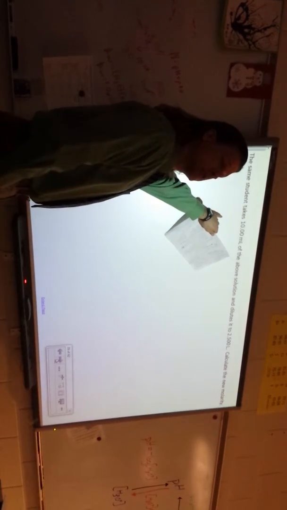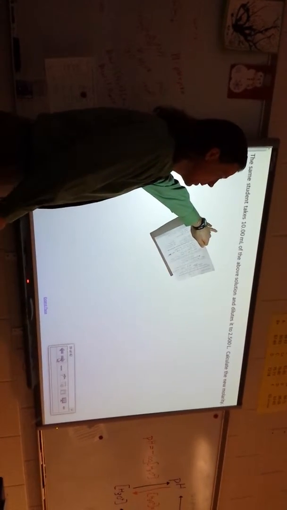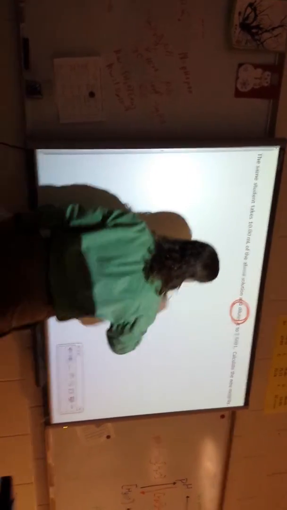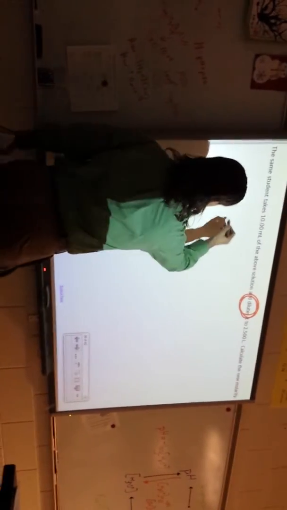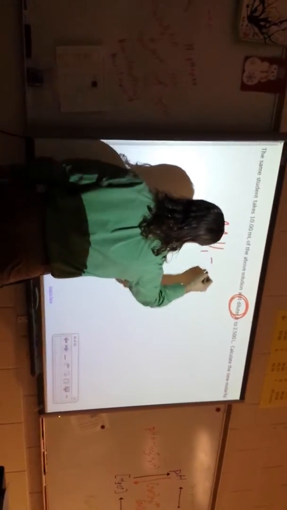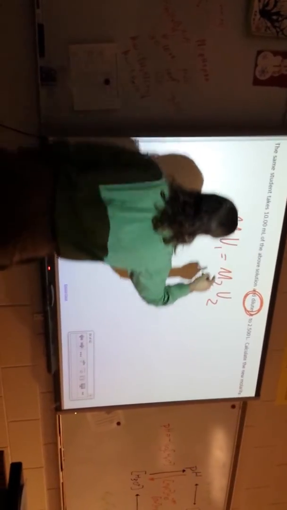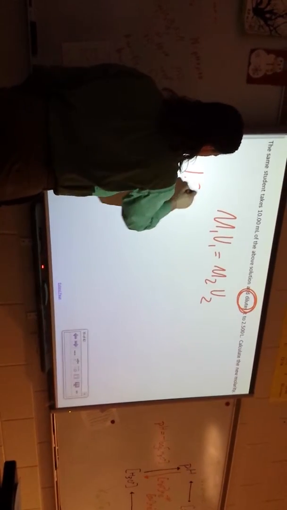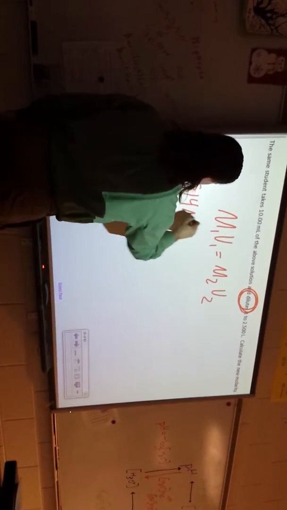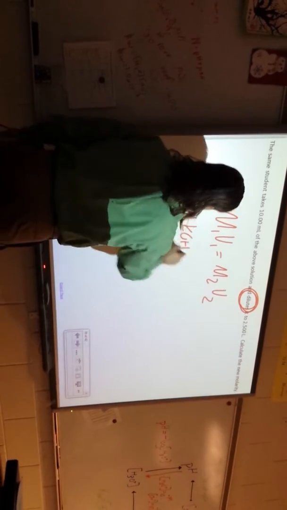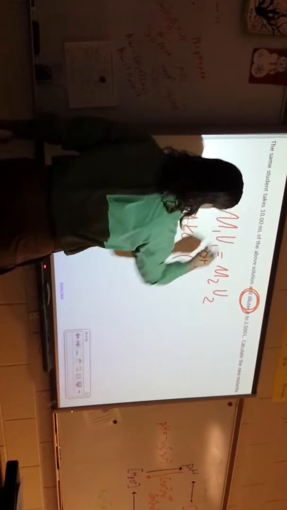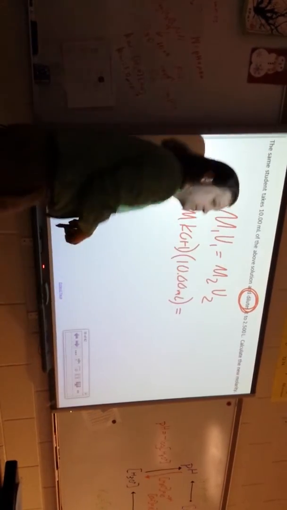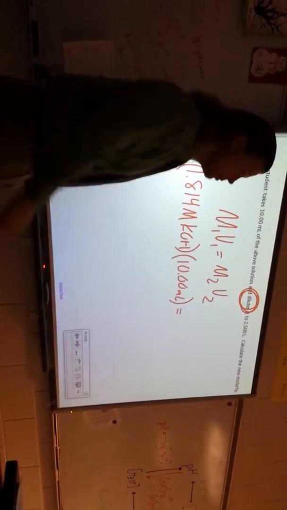Next one says a student takes a sample of the above solution and then dilutes it to 2.5 liters. So we're diluting it, which should have been a hint that you needed to use the M1V1 equals M2V2 formula. So we're going to use the molarity from the last problem, which was 1.814 molar KOH. And the volume in this case is 10 milliliters. I'm going to keep it in milliliters because it was easier for me to do that.